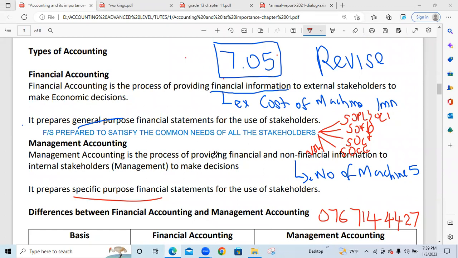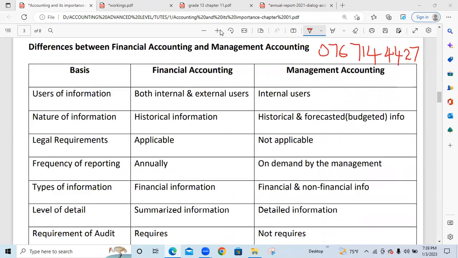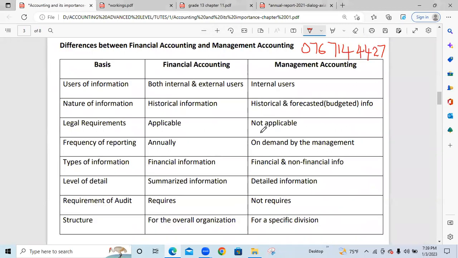Okay, so guys, let's continue. Now we are going to study the difference between financial accounting and management accounting. Out of this, around 4-5 differences you already know, because we did them.